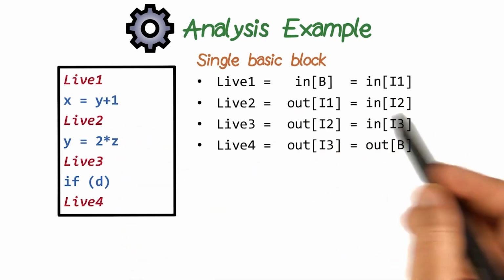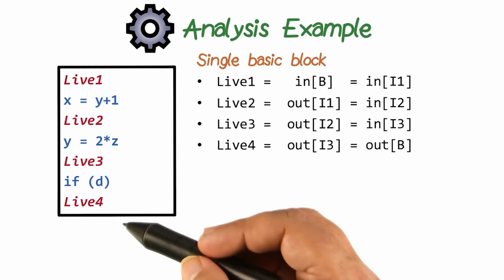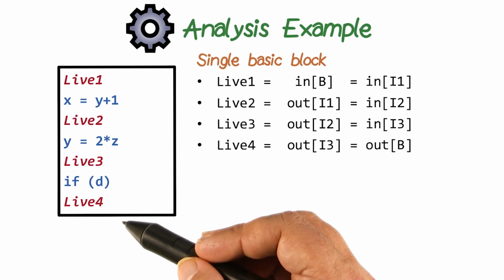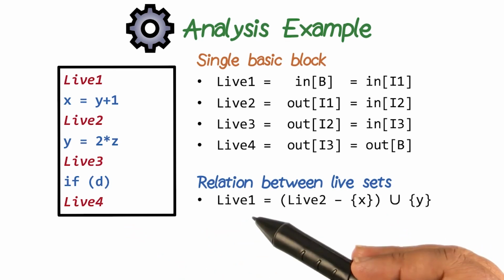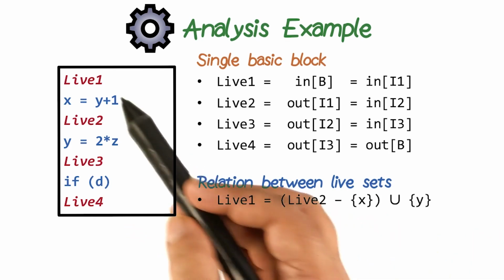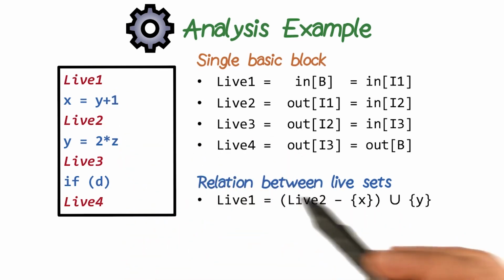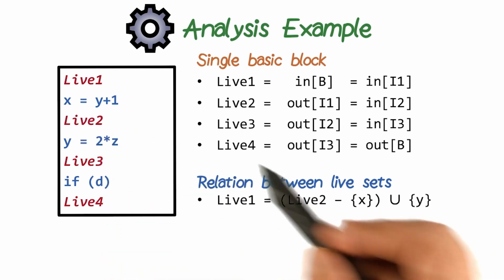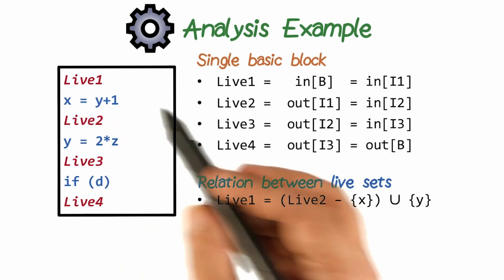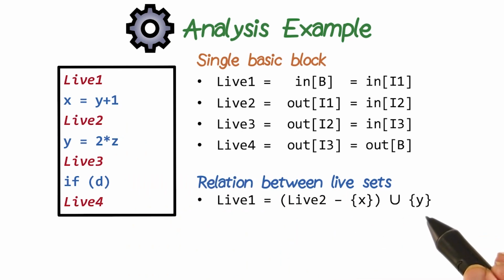So those are the sets which are mapped on to these in-out sets, and now we'll connect these in-out sets as per our definitions or the equation that we have seen. So now we look at the relationship between the live sets. If you can clearly see here, live 1, which is the set of live variables here, is given by live 2, which is the set of live variables here, minus x, because x has been redefined, and union use of I1, the variable which has been used in I1 is y, and so union y. So this is the equation that we get here.